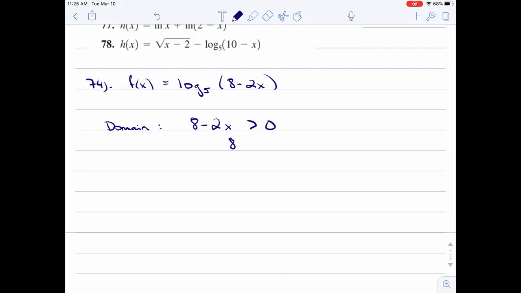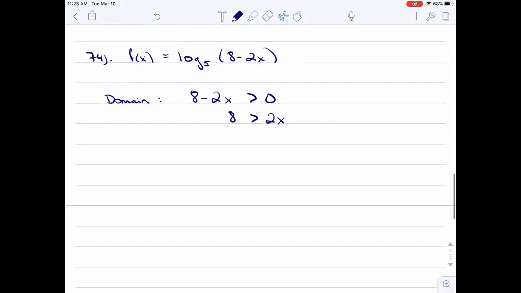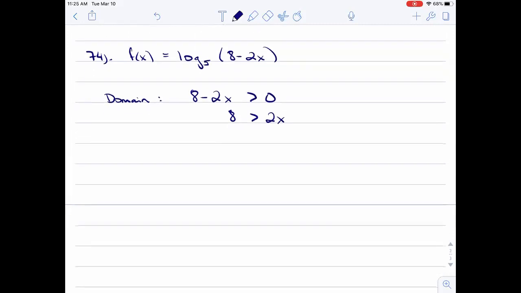But if we go just 8 has to be greater than 2x, and then I'm dividing by 2, that's positive, so 8 over 2, so 4 has to be greater than x, or x has to be less than 4, which makes sense, right? Because if we do 8 minus 2 times 3, for example, 8 minus 6, that works. It's still going to be positive, but try an x larger than 4, 8 minus 10, then I get a negative number, which is a no-go, right?